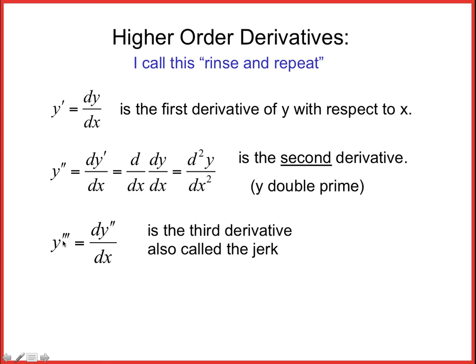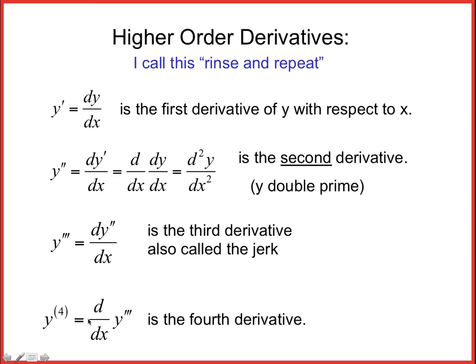And then we could do a y triple prime, which is a third derivative, which means if we'd used this notation up here, it would be d3y dx3. We don't typically do that, though. We usually just use the triple prime notation, and then we can keep going on.